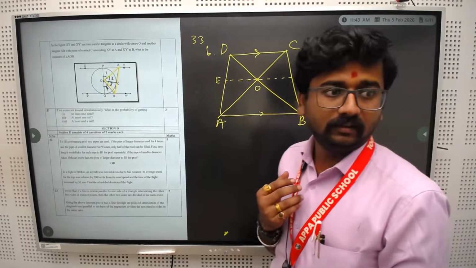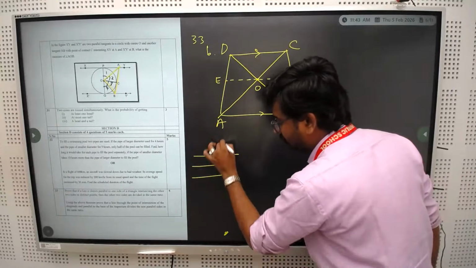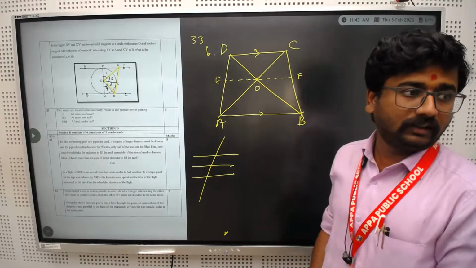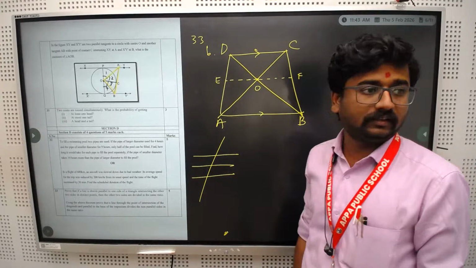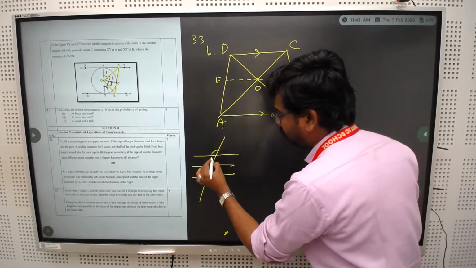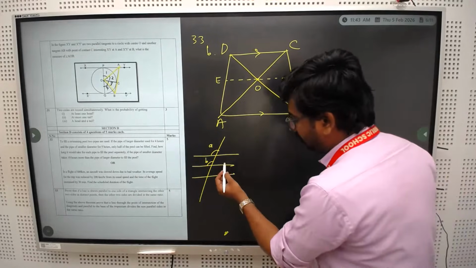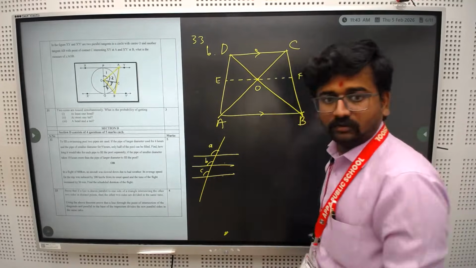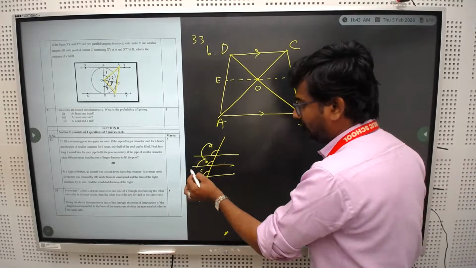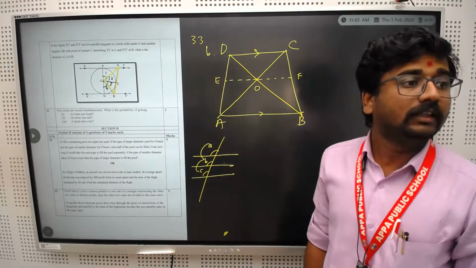If I draw a line EF parallel to AB. In the 9th standard, you learned one concept, theorem 6.6: if a transversal intersects 3 parallel lines, then all are parallel to each other. That means corresponding angles are equal to each other, and all the angles are equal.